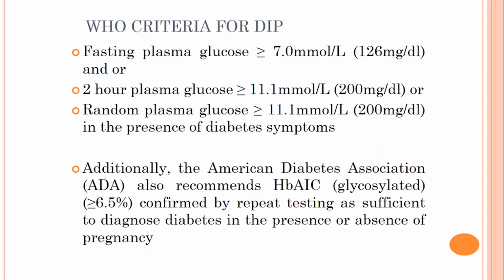So what are the criteria? Number one, fasting. When you have a fasting blood glucose of greater than 7 millimole per liter, or 2 hours plasma glucose of greater than 11.1 millimole per liter, or random blood sugar of greater than or equal to 11.1 millimole per liter in the presence of diabetes symptoms, then you are talking of diabetes in pregnancy.